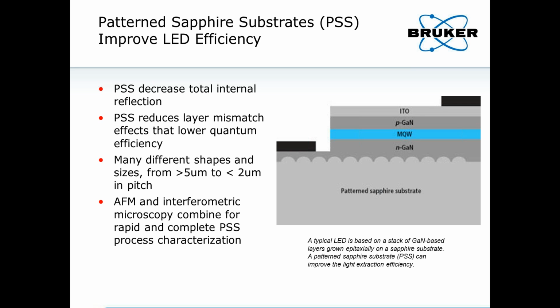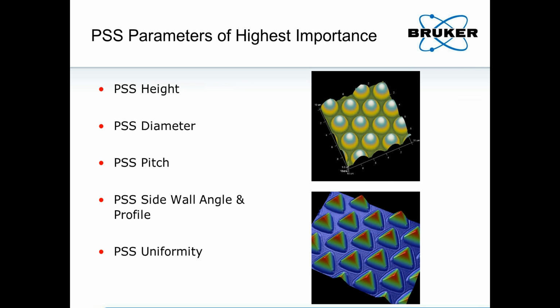There are different sizes and shapes ranging from greater than 5 microns to less than 2 microns, and depending on the pitch, shape, and size, Bruker has a solution ranging from AFM to 3D optical microscope. And these can be combined for process development, QA, QC, all the way through automated production. The parameters of importance for the pattern sapphire substrate are the height, diameter, pitch, sidewall angle and 3D profile, as well as the shape uniformity.